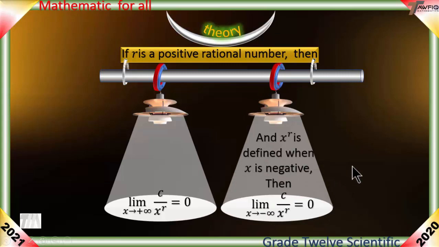And if x to the power r is defined when x is negative, then the limit when x approaches minus infinity of c over x to the power r is equal to 0. That means if you have a constant and a function at the denominator which is defined when x is negative, the limit is equal to 0.